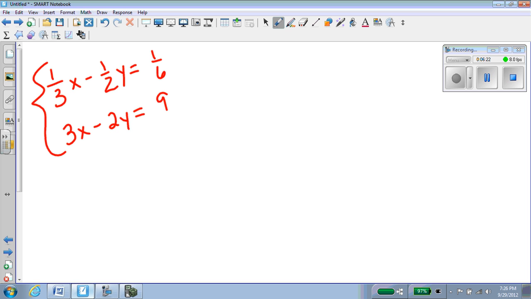Let's get rid of those fractions. Just because I love fractions, but I think it's possible to get rid of them. So we're going to multiply both sides, all the way across, by 6. That's going to change this equation to 6/3, so 2x, 6/2, so minus 3y, 6/6, 1. The other equation, 3x minus 2y equals 9.